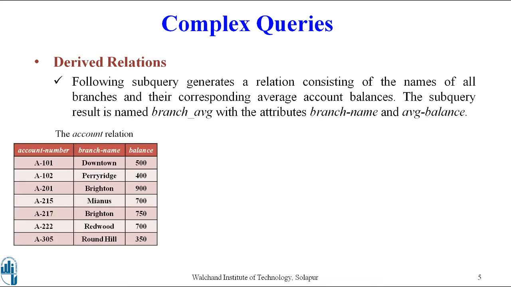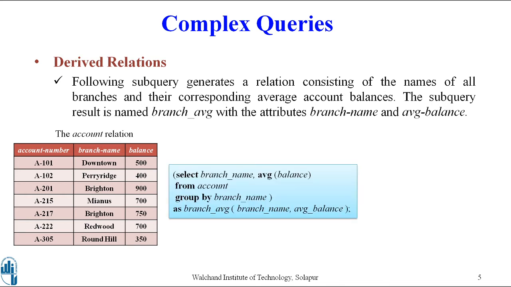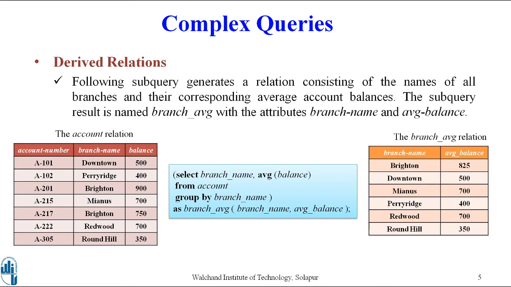The input to this subquery is the relation account, which consists of the attributes account number, branch name, and balance. The query is: select branch name, average of balance from account group by branch name as branch average (branch name, average balance). This subquery first finds the average of balance branch-wise. The subquery result is named branch average, with the attributes branch name and average balance.